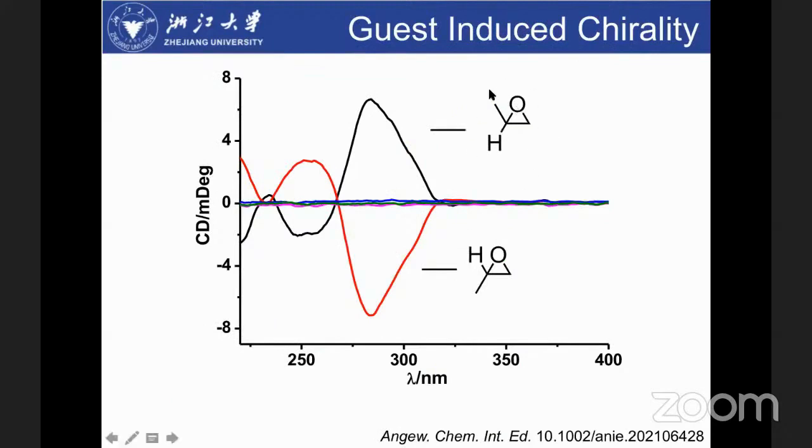And you can see this is the case. If we use this guest, we get one enantiomer of the macrocycle. If you use this guest, we get the other enantiomer of the cage. And actually, both guests are CD silent, right? Because they do not have absorption in the UV region.